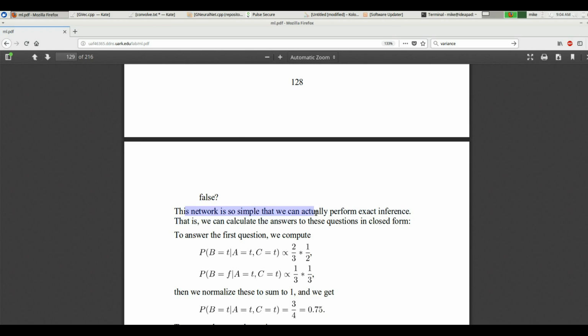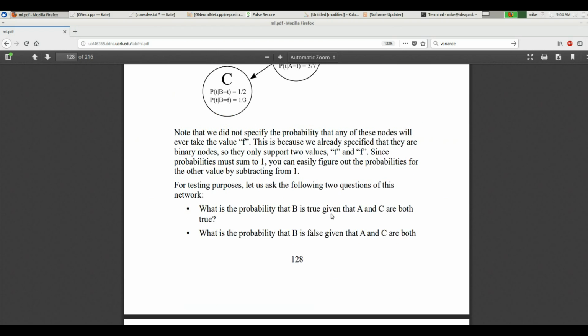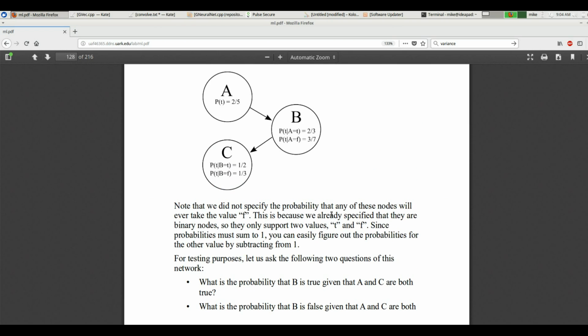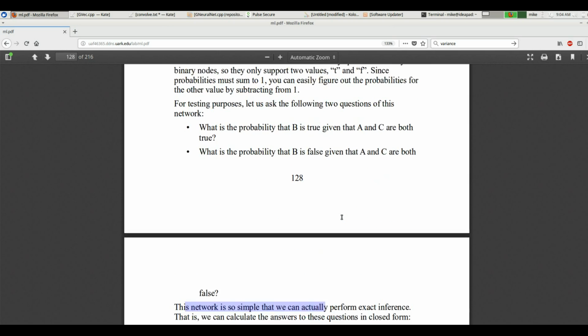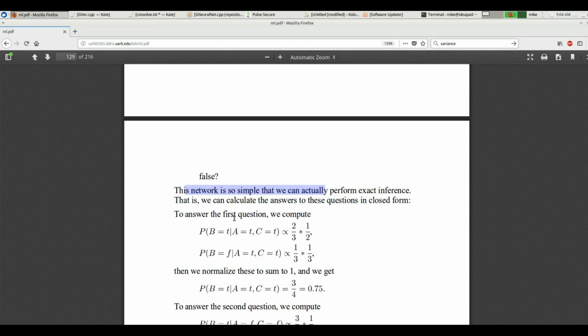This network is so simple we can actually perform exact inference. You can actually perform exact inference with more complicated networks than this, but if you're going to debug, you want a darn simple one, right? Okay, so to answer the first question, we compute the probability of B is true given that A is true and C is true. You see how that says the question is proportional to 2/3 times 1/2.